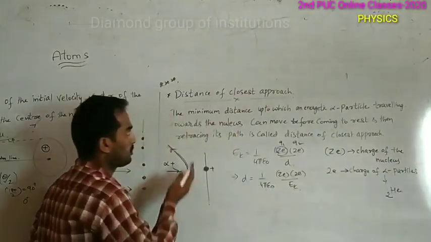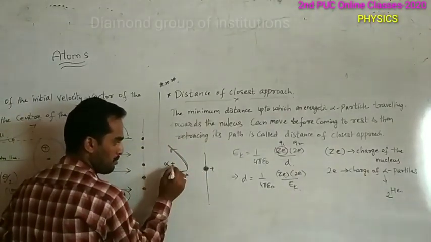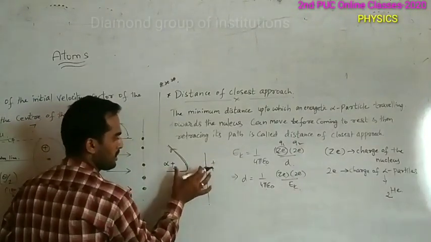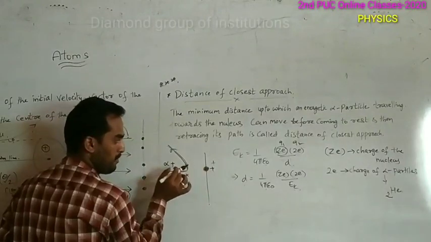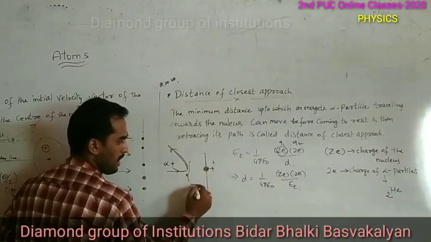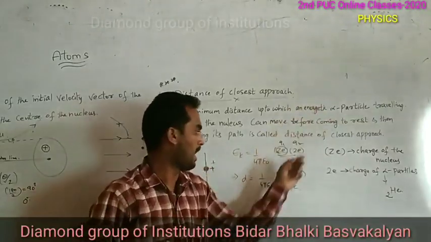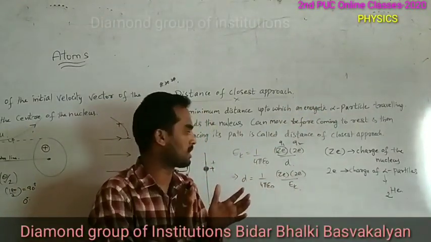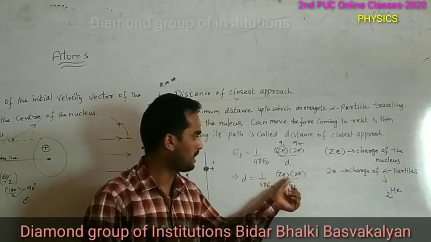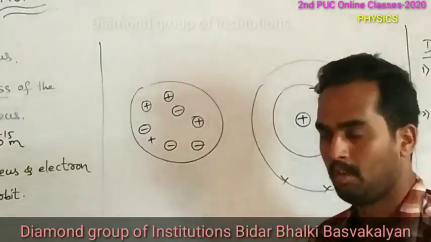Once again, go through the definition. Up to a certain distance, the alpha particle has positive charge and the nucleus has positive charge, and both charges repel. Before repelling, it approaches up to a certain distance. This distance is called what? Distance of closest approach. You can calculate it by the formula d equal to 1 by 4 pi epsilon naught Ze into 2e by Ek. What is Ek? It indicates kinetic energy.